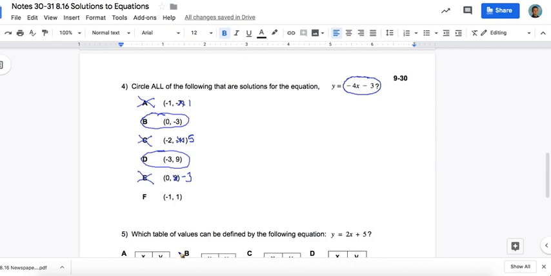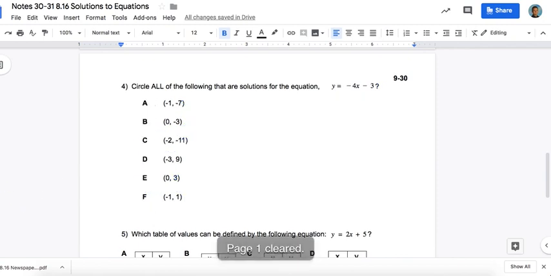And then, of course, F is negative 4 times negative 1, which is positive 4, and 4 minus 3 is positive 1. So the correct answers are B, D, and F. So all 3 of those points lie on the graph of this line, and the 3 that I crossed out do not lie on that line.